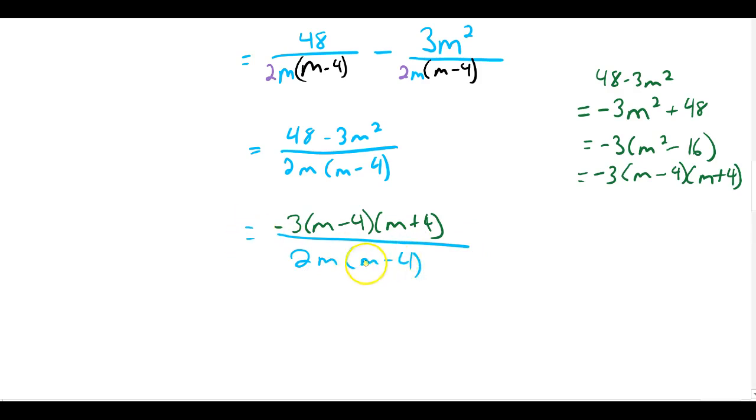I'm going to cancel out one for one, cancel out my m minus 4s. Now I cannot cancel out this m for this m because this m is attached to the 4. So my final answer is going to be a negative 3 times an m plus 4 over 2m. And I'm just going to leave it. I could distribute the numerator, doesn't really matter. It's probably easiest to just go ahead and leave it.